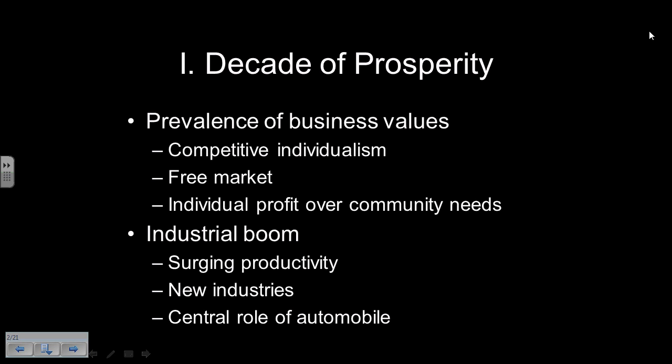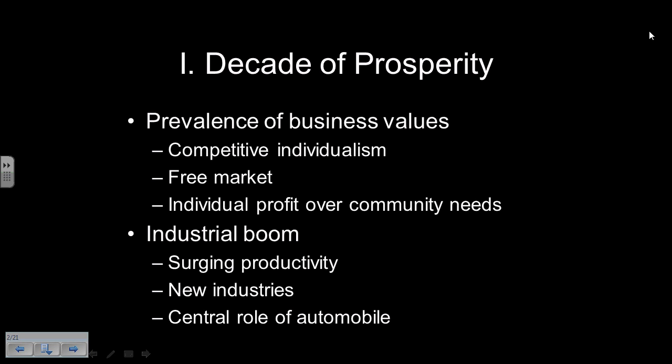This gave vent to a belief that American business values were the way to organize American society. And what are business values? Competitive individualism. What does that mean? It means government shouldn't restrict economic competition. Whoever has a good idea should put it out there in the market, and the winners and the losers are going to be determined not by the government, not by regulation, but by the people. They buy what they want to buy, and that company stays in business. If they don't, they go out of business.